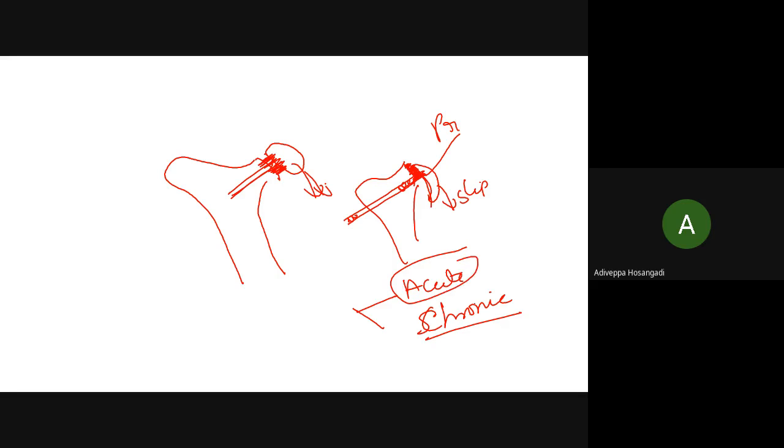Acute and chronic slip. Always remember, in acute slip, you can reduce it and fix it. In chronic, you have to fix in whatever position it is. Remember this. Acute slip, you reduce. Chronic, don't reduce, fix in whatever position it is there.